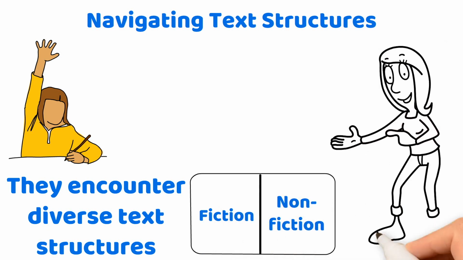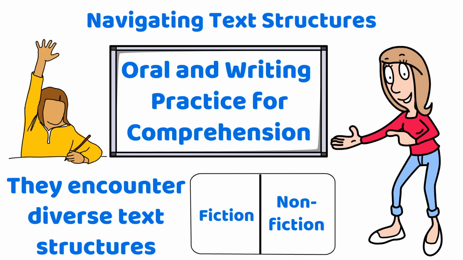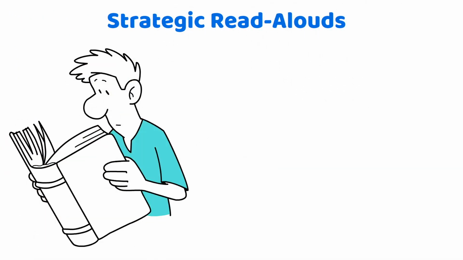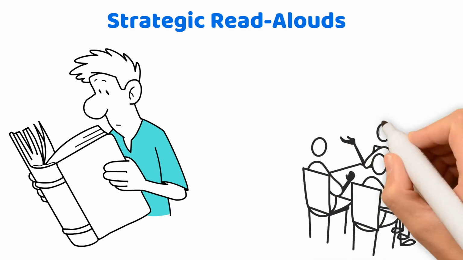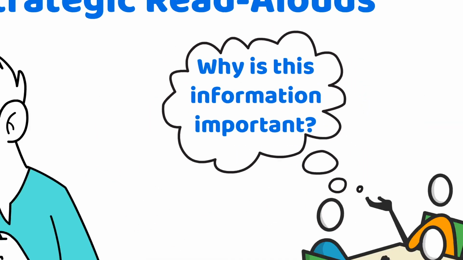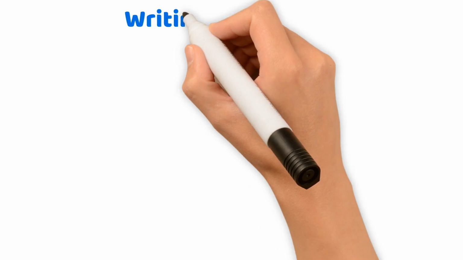Now, let's get you prepped all about oral and writing practice for comprehension. Strategic read-alouds. This technique involves reading a text aloud and discussing it strategically to enhance understanding. Questions like, "What is the author's message?" or "Why is this information important?" help deepen comprehension.